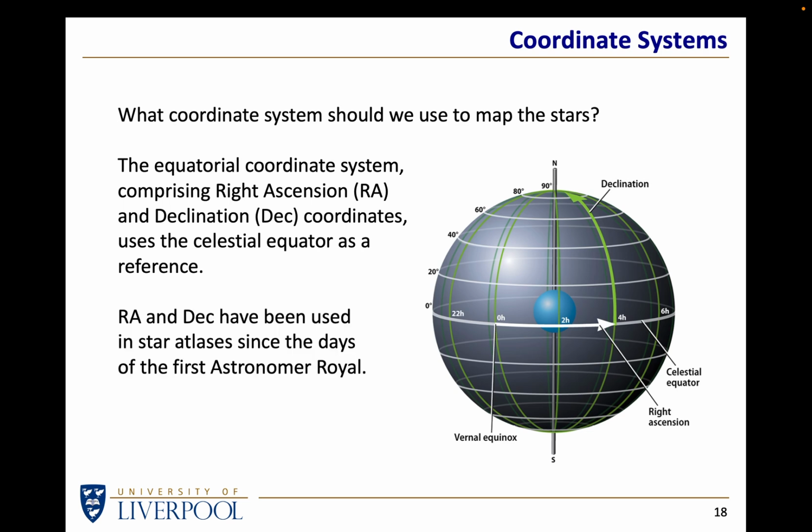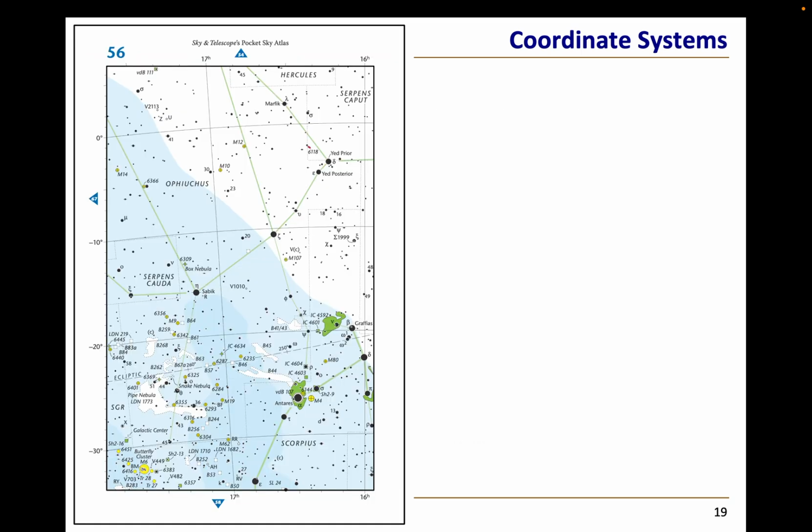Right ascension and declination, or RA and Dec if you prefer, have been used in star atlases since the days of the first Astronomer Royal. It's the standard way of plotting the positions of stars in the sky. Why is that not good enough for what we're trying to do here? Well, if you again think about a page of a star atlas like this, the right ascension and declination coordinates are written out, and we can read the coordinates off the map, or we can read the coordinates of a star off a star catalogue, and we can tell what the coordinates of any star are by where it sits relative to the right ascension and declination grid.